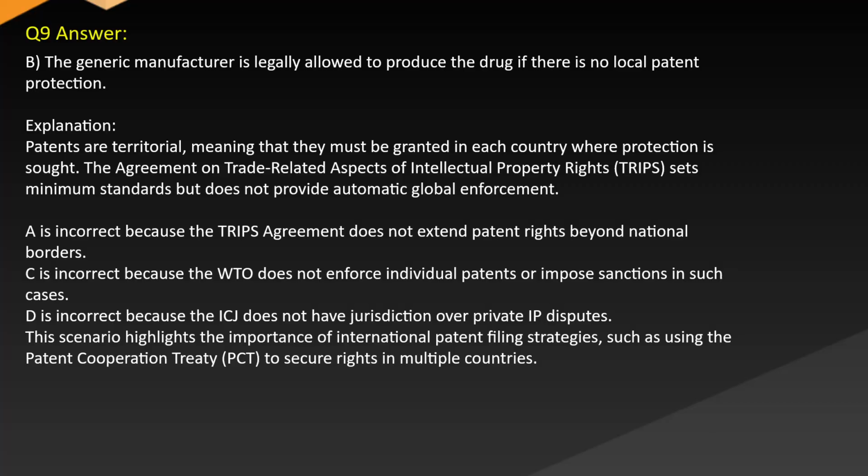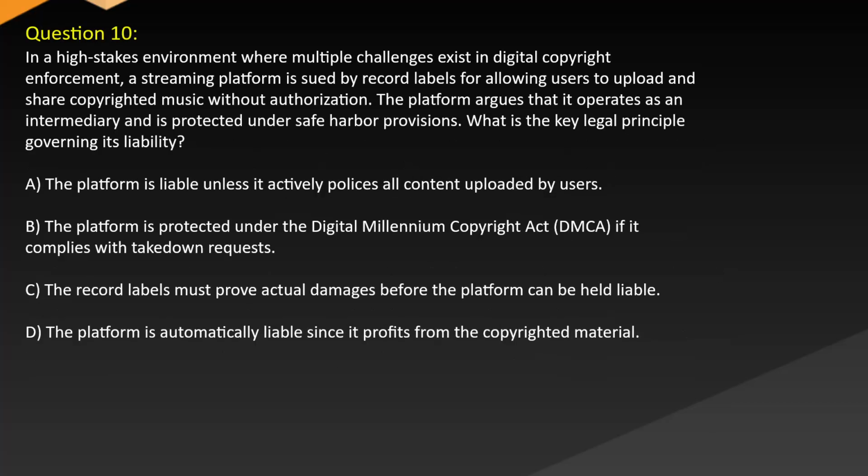C is incorrect because the WTO does not enforce individual patents or impose sanctions in such cases. D is incorrect because the ICJ does not have jurisdiction over private IP disputes. This scenario highlights the importance of international patent filing strategies, such as using the Patent Cooperation Treaty (PCT) to secure rights in multiple countries. Question 10.